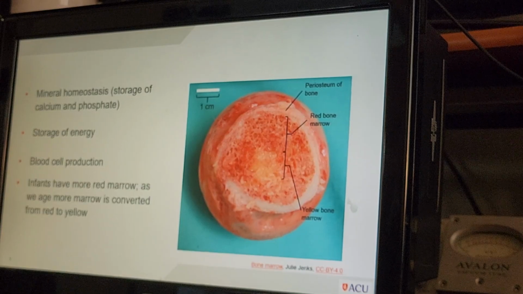Just out of interest, you don't have to know this, when we're babies and young children, we have more red marrow, and as we get older, more of the red marrow gets converted into yellow marrow. And I guess this makes sense because when we're fully grown as adults, we are not going to have to increase our blood volume and therefore have as great a demand to increase blood cell production. So we just more need to maintain our blood cell production as adults.